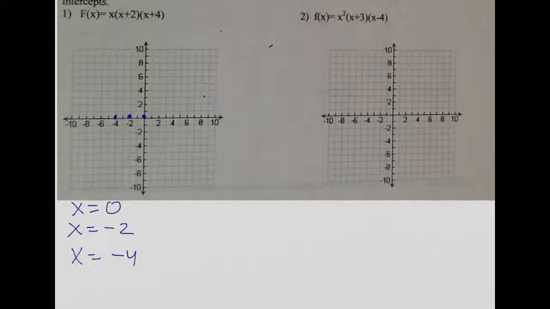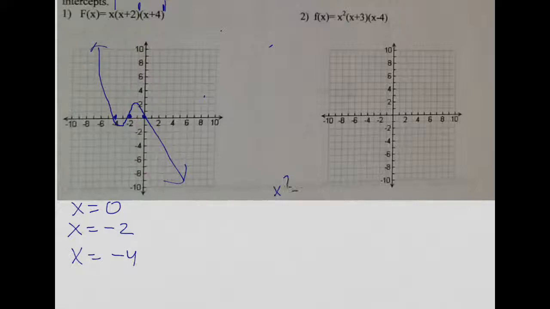Now, depending on what the exponent is for each of these zeros, these are all raised to the power of 1. So that means it crosses the intercept. So it's going to be coming down, crosses negative 4, crosses negative 2, crosses 0, and there is the x to the third graph.